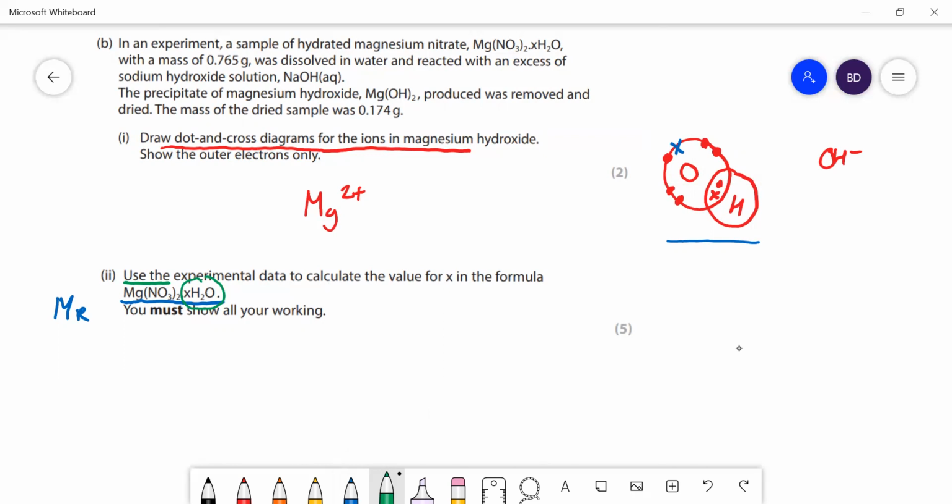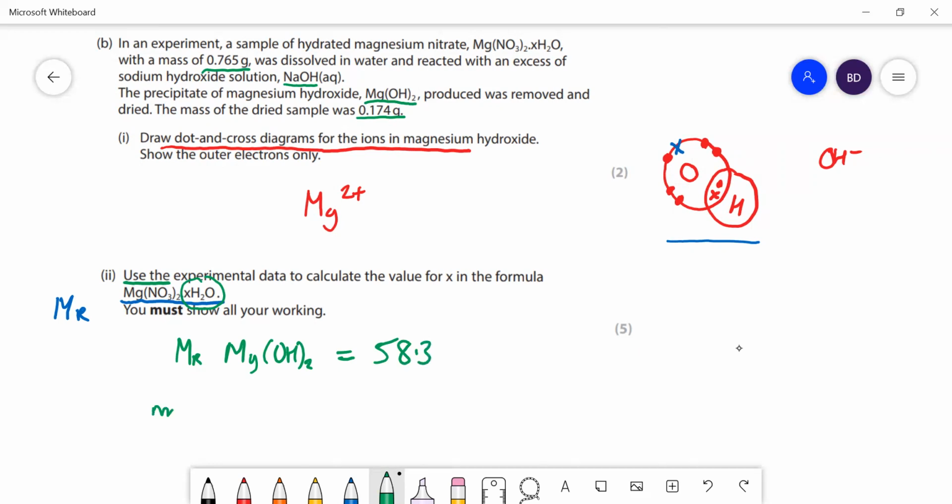So in an experiment, a sample of magnesium nitrate, that much mass, was dissolved in water and reacted with NaOH. You get a precipitate of magnesium hydroxide, which is dried and so forth, and the dried sample weighed that much. So we know the mass of that, we can find out the MR of magnesium hydroxide. The MR of magnesium hydroxide is going to be magnesium 24.3, oxygen 16, so that's going to be 58.3.